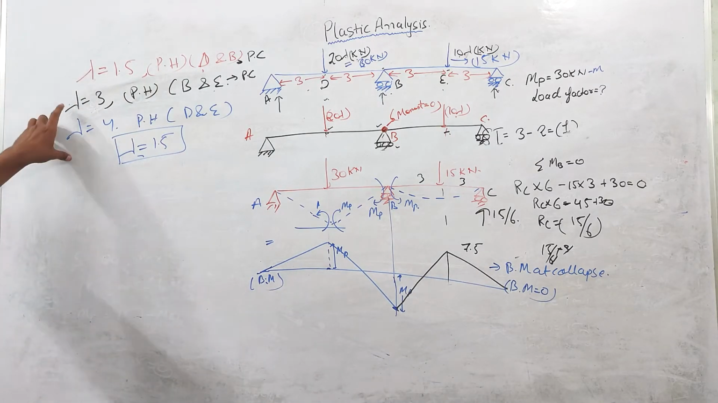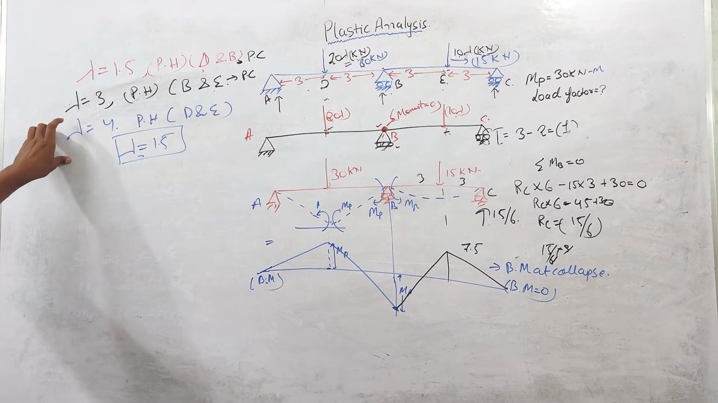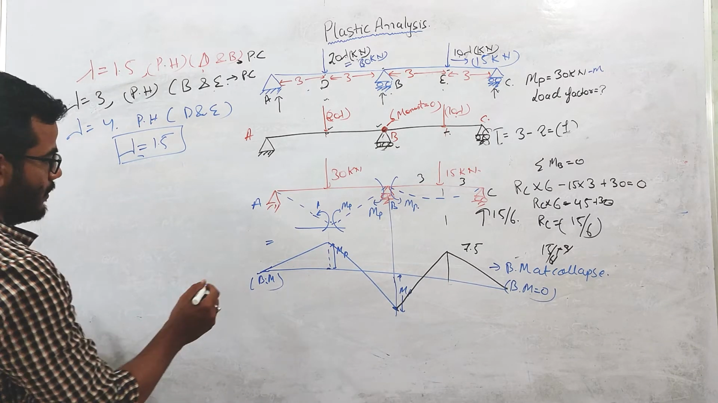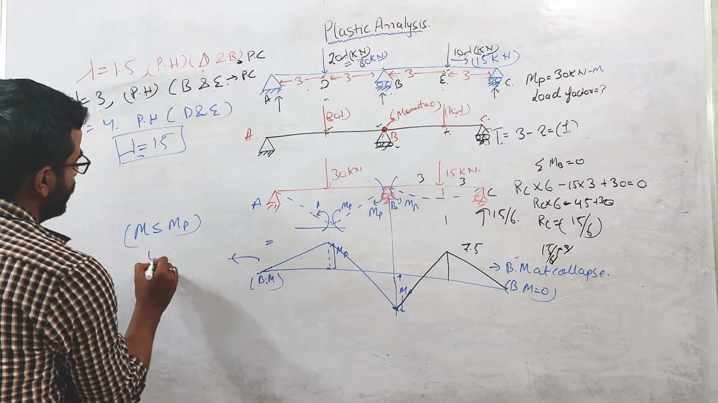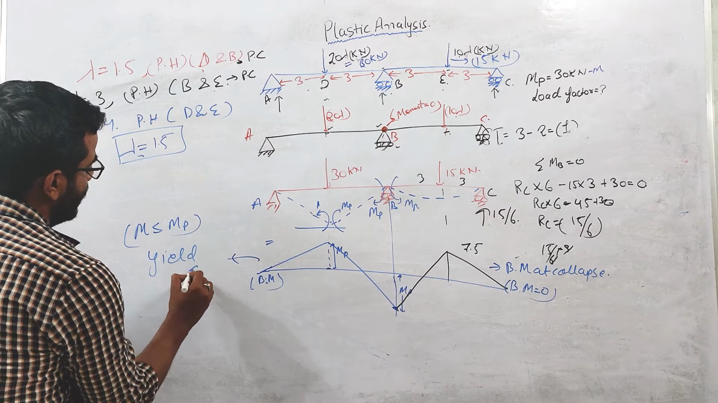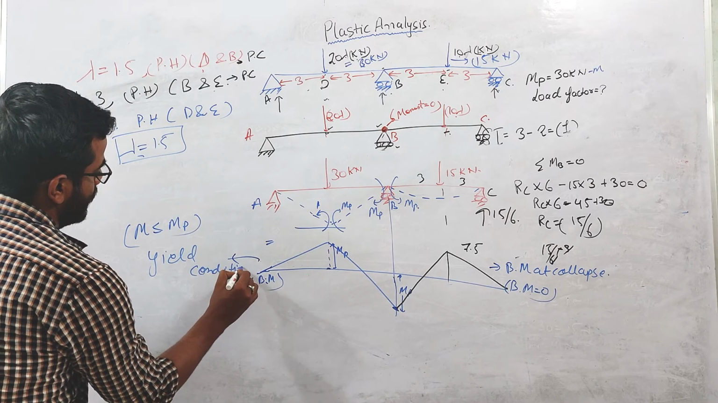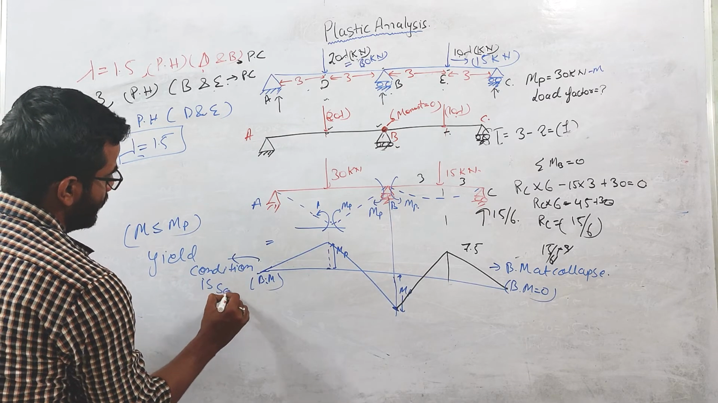So this is the case. If you check this bending moment diagram through these two cases, in this diagram M is always less than or equal to MP. So the yield condition is satisfied.